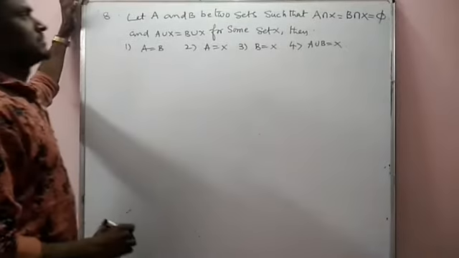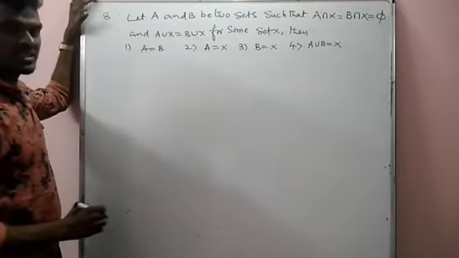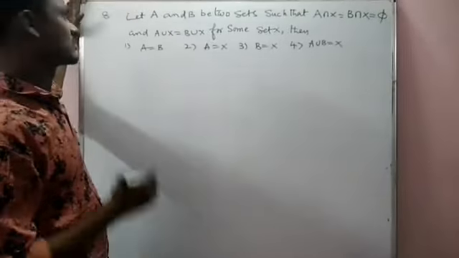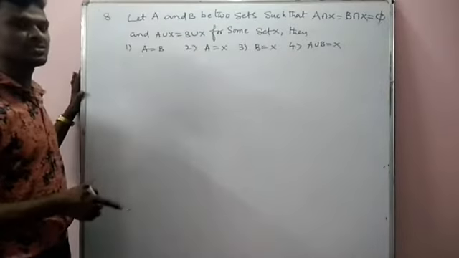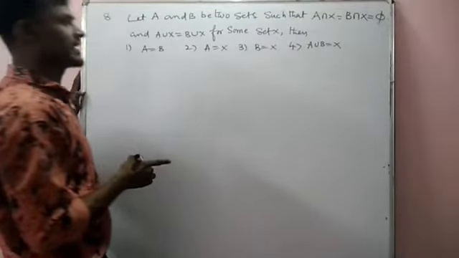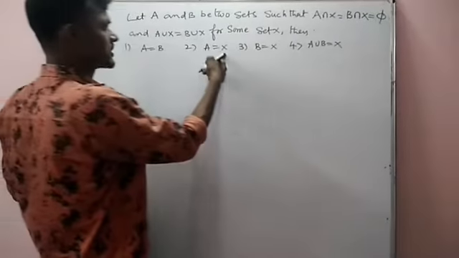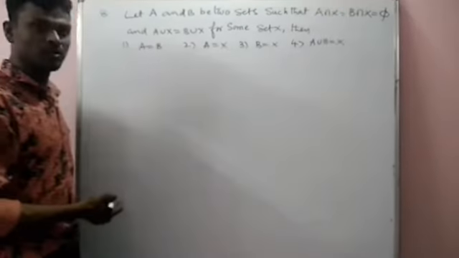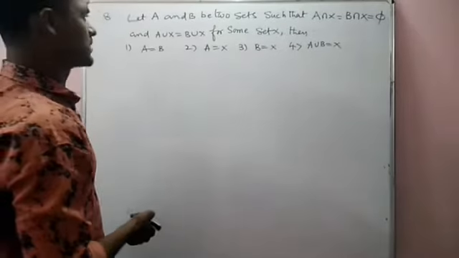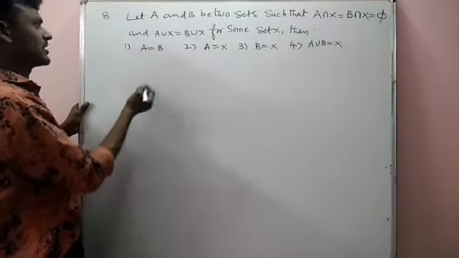Okay, next problem: A and B are two sets such that A intersection X is equal to B intersection X is equal to phi, and A union X is equal to B union X for some set X. Then option 1 is A is equal to B, second option A is equal to X, third option B is equal to X, and fourth option A is equal to B is equal to X. Which option is correct, we have to see.